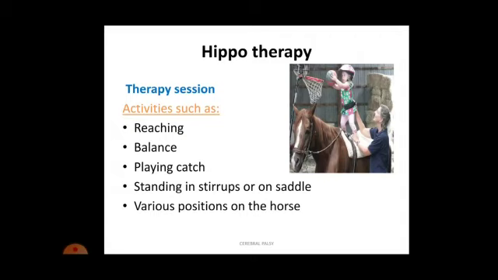Now playing catch, so the child will be throwing the ball and the child will be catching, clear. So here also the child is developing his or her balance. Standing in stirrups or on saddle, so in this picture also you can see that the child is standing, so it is very challenging to stand on a horse. So that will also increase the child's standing capacity, clear. And various positions like quadruped position, kneeling, okay, sitting, so all these are different positions that can be tried on the horse, clear. So that will increase the child's confidence.